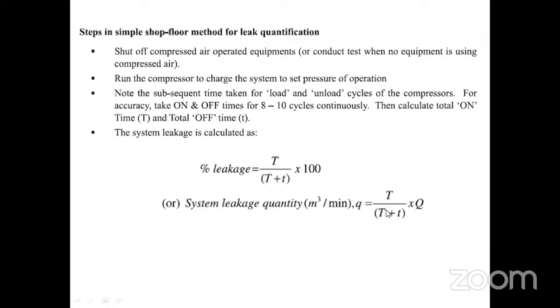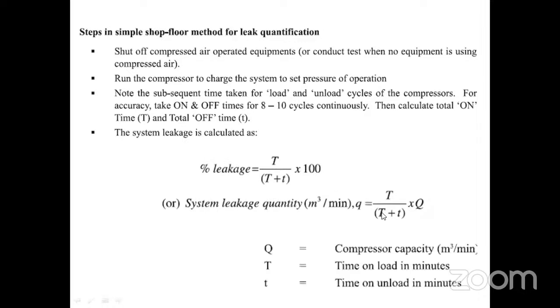Numerator is T, this one, T plus t. Sorry, capital T is time for loading, small t is for unload. In this case, time on load in minutes. If it becomes very less, so the total leakage quantity will become very less. If there is no leakage at all, T will become 0. Capital T will become 0.